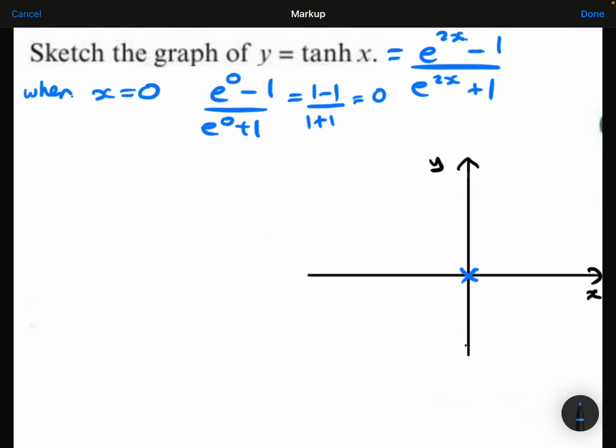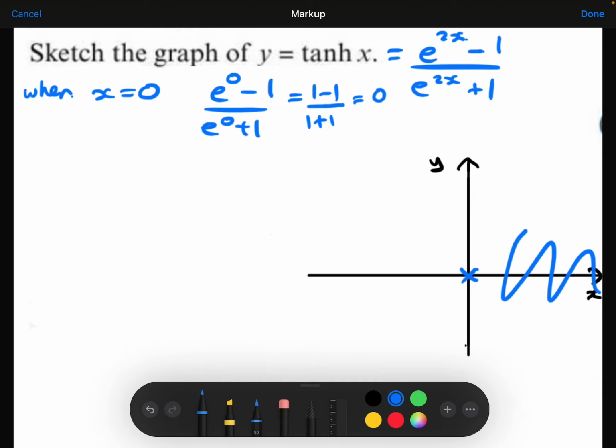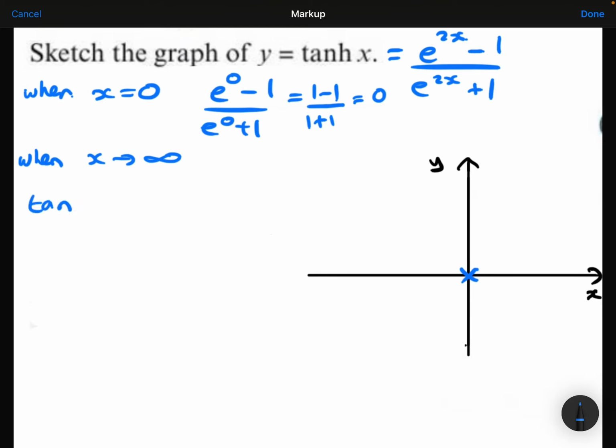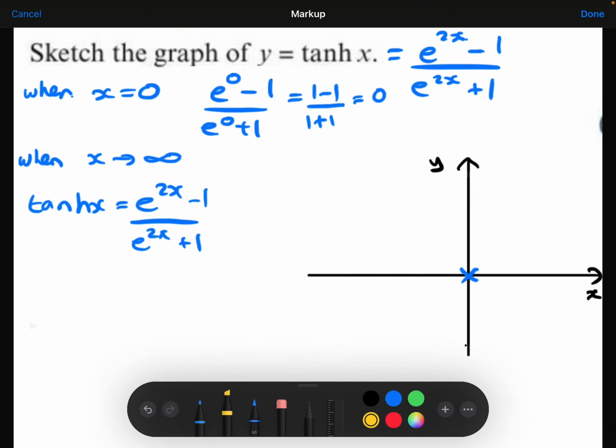Now let's consider other x values. First of all, let's consider the positive part of the graph. What happens over here? To do that, I'm going to say let's see what happens when x tends towards a really big positive number, so when it tends towards infinity. Now to help me to do this, I'm actually going to rewrite the tanh function, because the way it's written at the moment, e to the 2x minus 1 over e to the 2x plus 1, as x tends towards infinity, this is going to tend towards infinity, this is going to tend towards infinity.